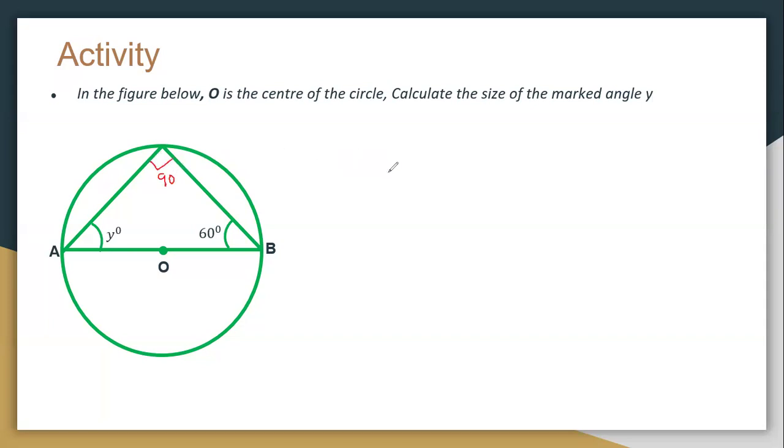Then, since angles in a triangle add up to 180, we are going to say y plus 90 plus 60 degrees is equal to 180 degrees. So y plus 150 degrees is equal to 180 degrees. So y is equal to 180 degrees minus 150 degrees. So our y will be 30 degrees. Thank you. That is correct.